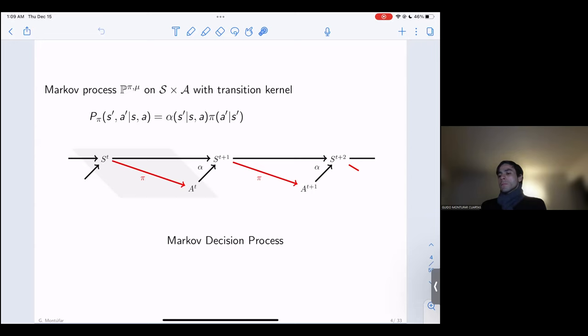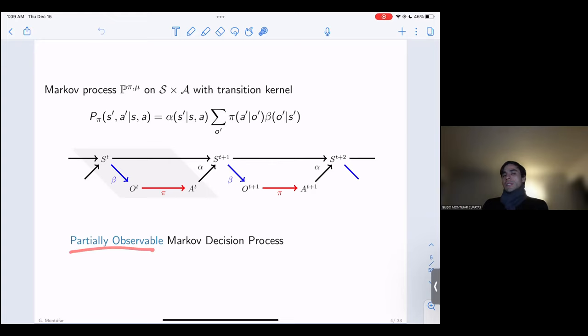Now, in the partially observable Markov decision process, we don't get to select the actions based on the state of the environment, but we are first taking an observation that is another random variable here, at every time step based on the state.